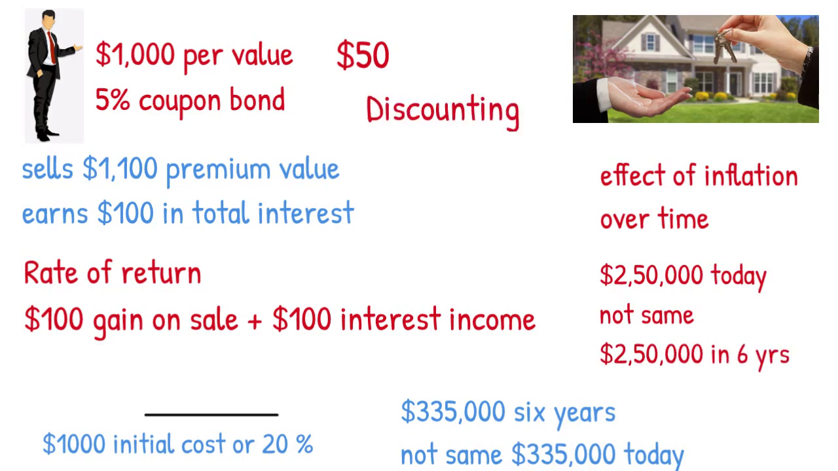Discounting is one way to account for the time value of money. Once the effect of inflation is taken into account, we call that the real rate of return, or the inflation-adjusted rate of return.